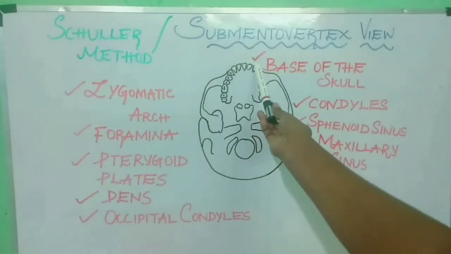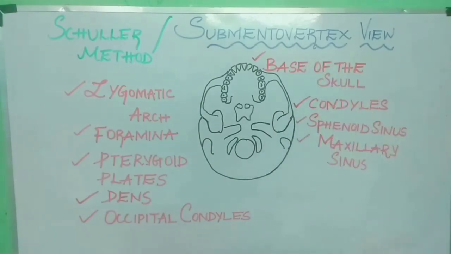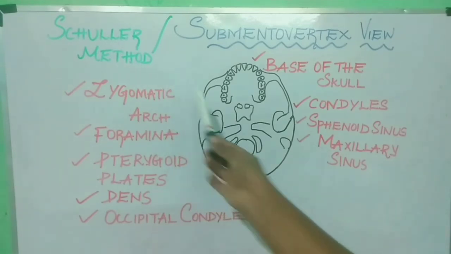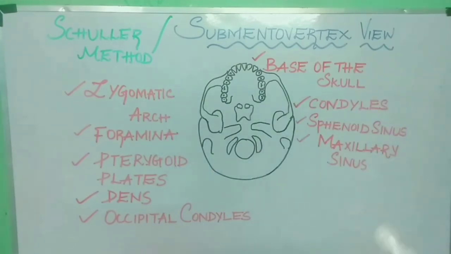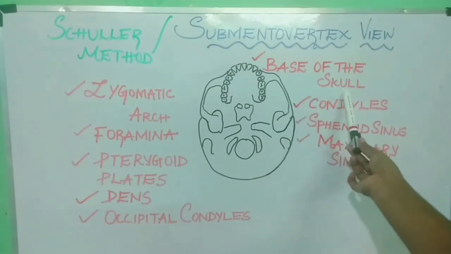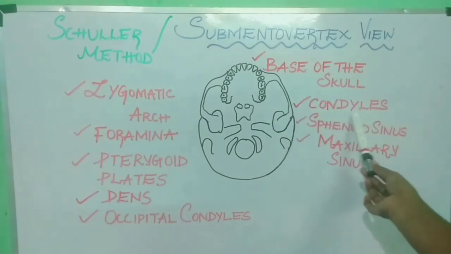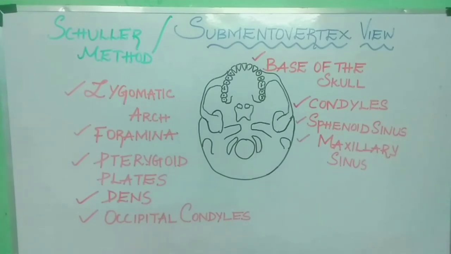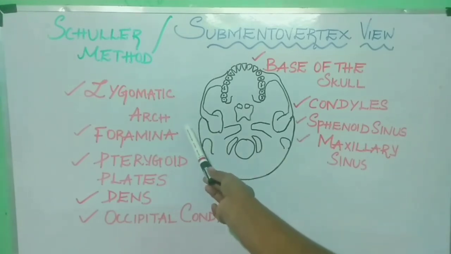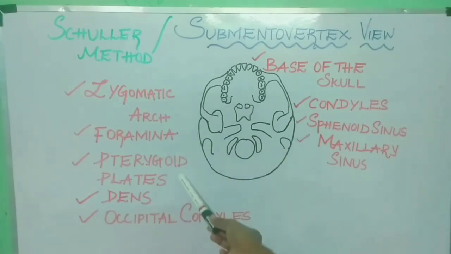To study about submental vertex projection. Submental vertex view is also known as full axial or base projection or Schuller method. So this view is basically used to demonstrate base of the skull, plane and orientation of the mandibular condyles, curvature of the mandible, sphenoidal sinuses, lateral walls of the maxillary sinuses, zygomatic arch, foramina in the base of the skull, medial and lateral pterygoid plates, dens as well as occipital condyles.